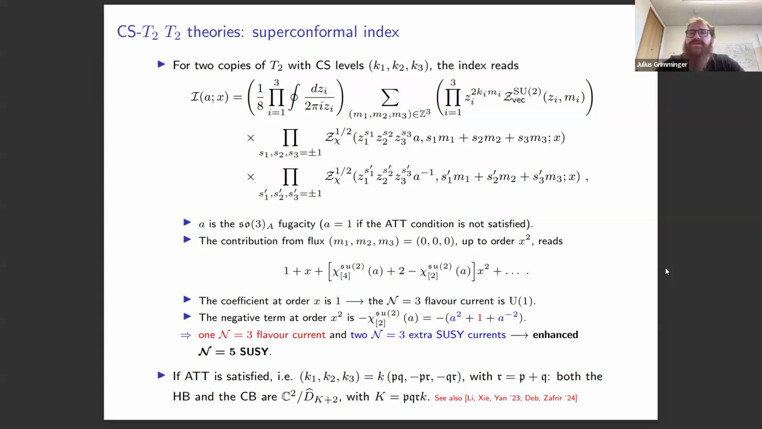The overall moduli space should be C^4 modded out by a discrete group. Exactly, yes. And then you're basically taking 2 slices, restricting 2 variables. Yeah, this is what C^4 modded out by D.